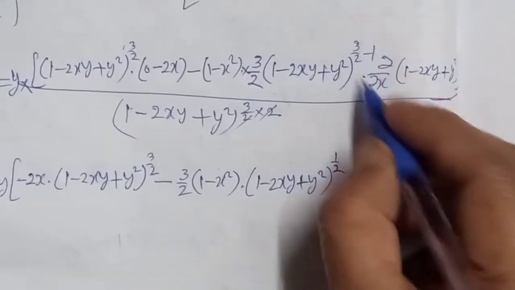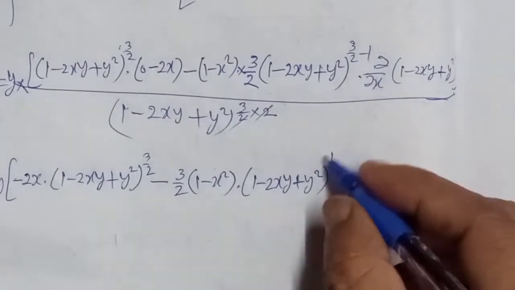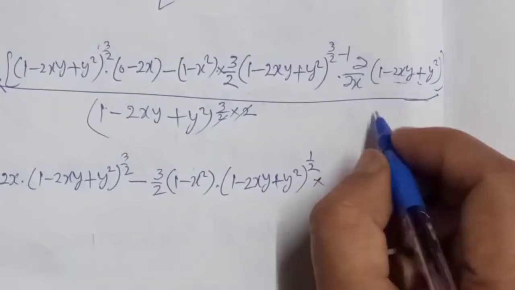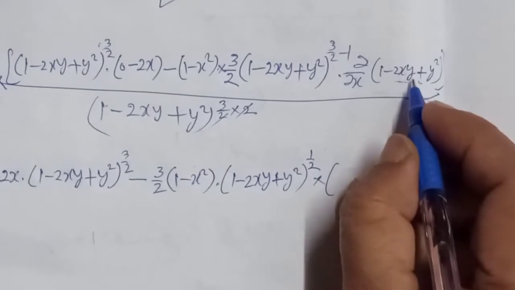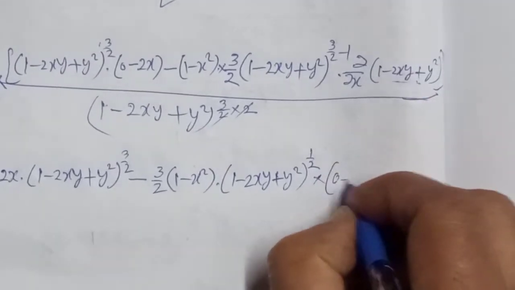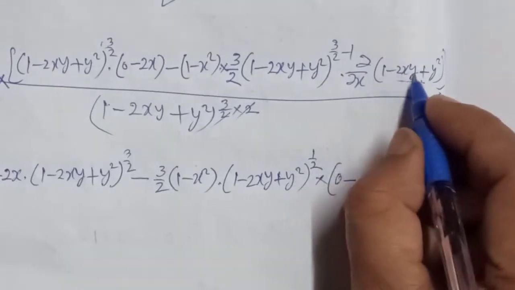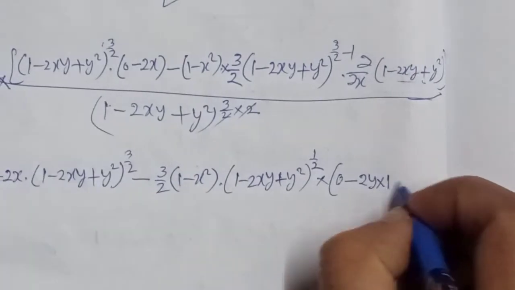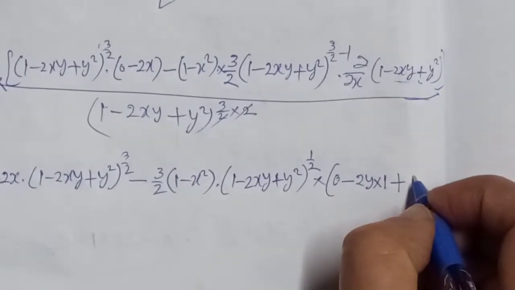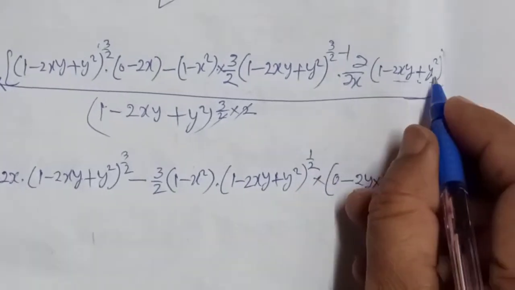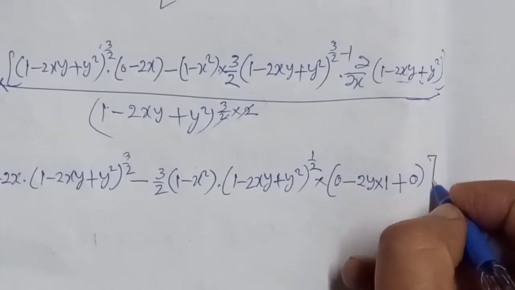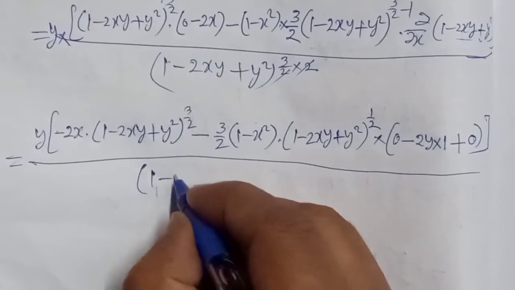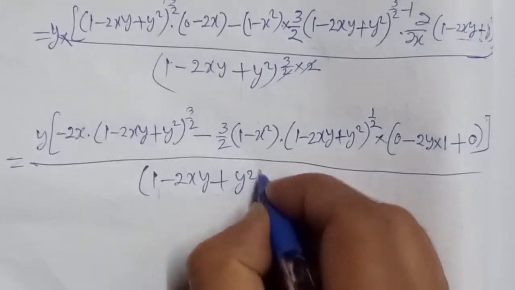You can also solve it, or you can directly write it if you know. Differentiate it with respect to x. We know that it is partial differentiation, so differentiation of constant is 0, and for x, 2y is constant, so I take 2y and differentiate x with respect to x, and differentiation of y square is 0 because for x, y is constant. Close bracket, whole upon 1 minus 2xy plus y square whole power 3.